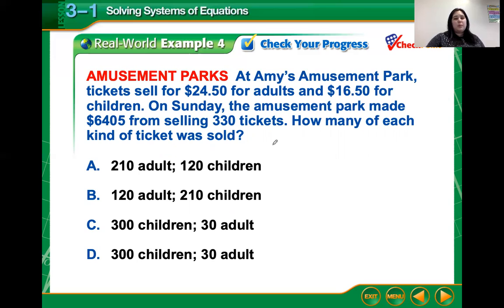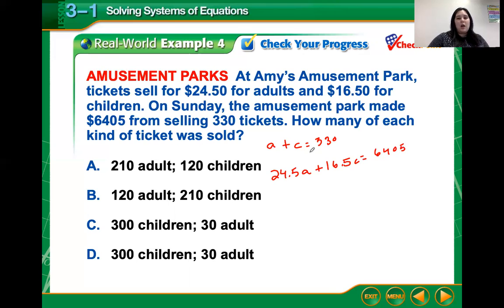So I do know I'm going to use A and C. So A plus C needs to equal 330. And then I know that 24.5 A plus 16.5 C equals 6,405.